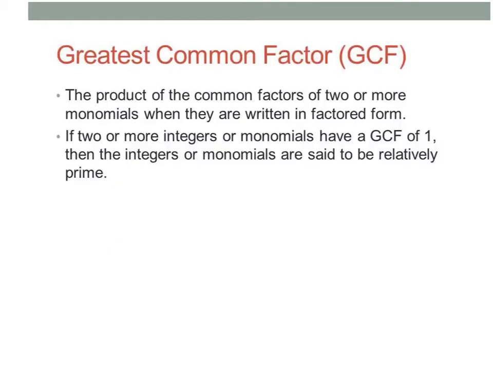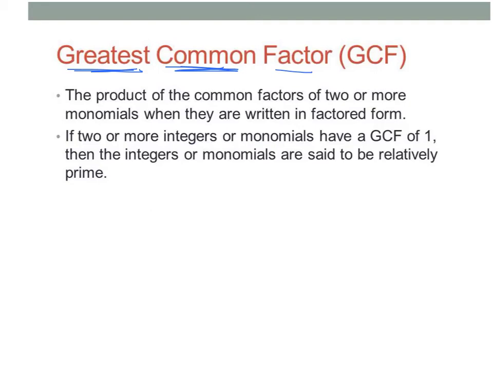All right, so the whole reason for doing the prime factorization is because we can use it to find the greatest common factor. And this is the biggest number that they have in common, okay? So if we look at two or more integers or monomials, we are going to try to find their greatest common factor. And I know that that one did not go with that statement, but that's okay. It's still what we are doing.